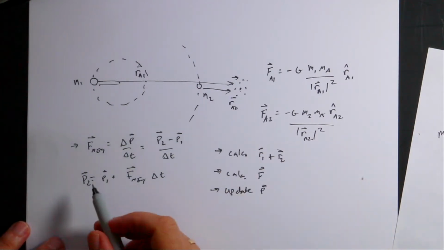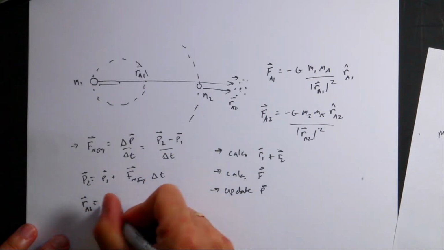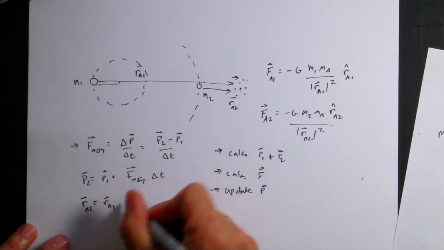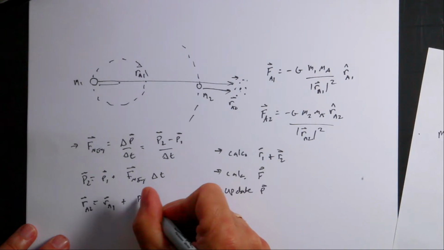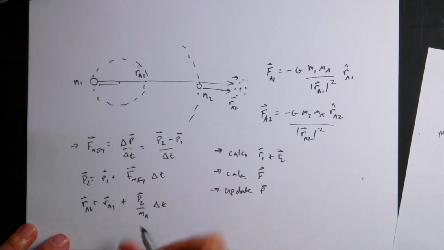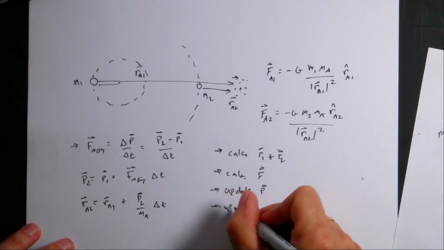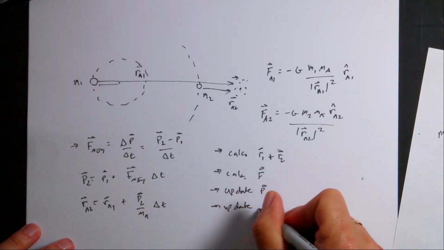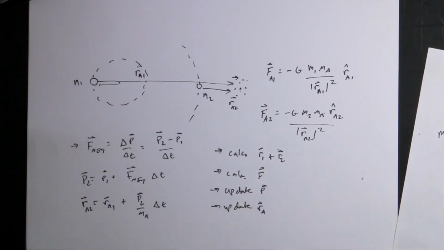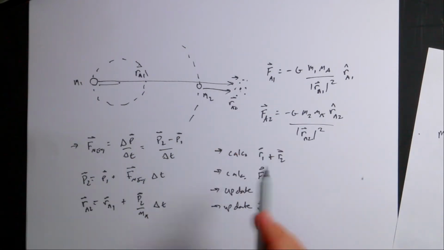And then I need to also update the position. So I can say RA2 equals RA1 plus P2 over MA delta T. This comes from the definition of the average velocity. So I need to update RA, let's call it. And so I need to do that for every single element in here. If I have 10 pieces, I need to do that 10 times. I need to do all those.